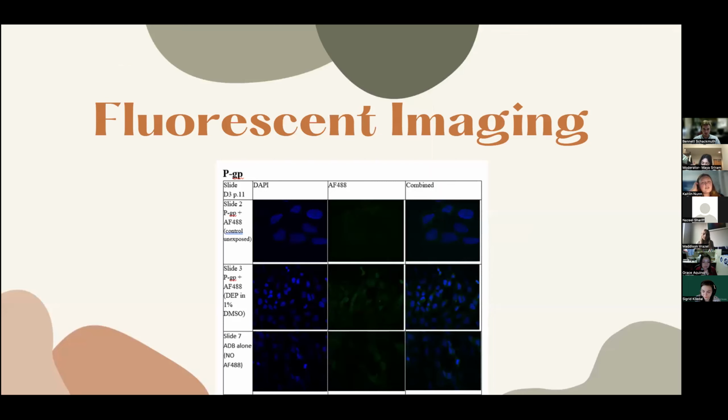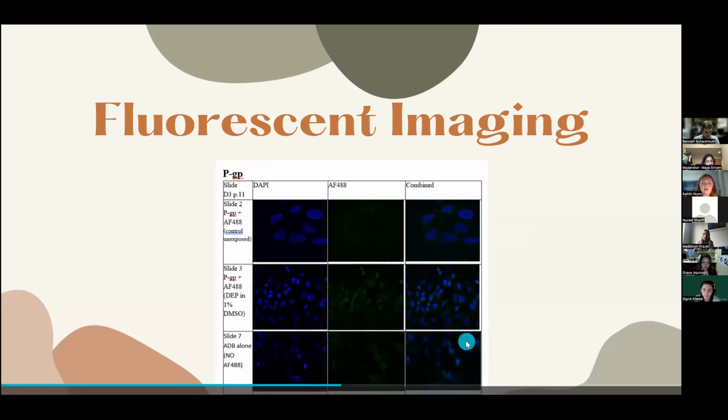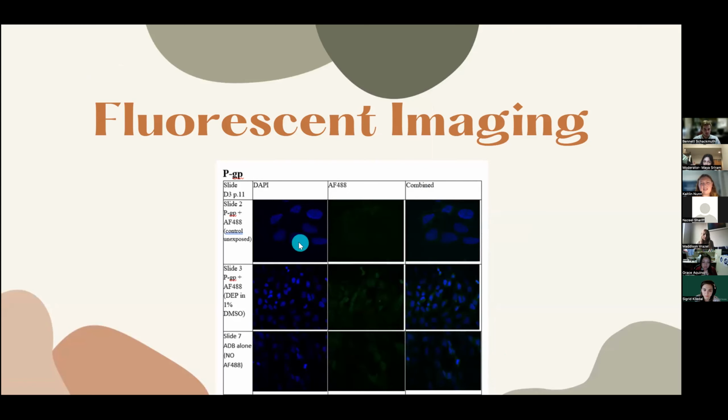So first up, we did immunocytochemistry, and we used antibodies that fluoresce to demonstrate specific production of P-glycoprotein. In this first row, you can see a very blue stain, and this is DAPI, which is just a blue fluorescence for the DNA of a cell. So this is the nucleus.